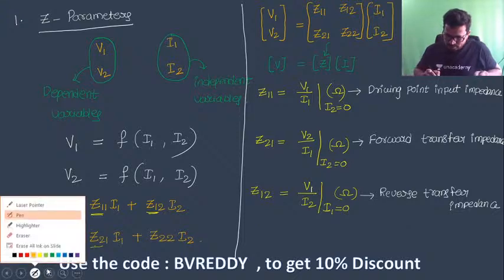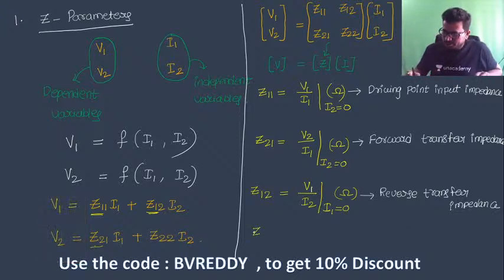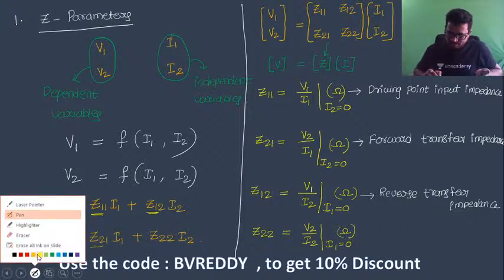Next, what about Z22? Z22 is given as V2 by I2 when I1 is equal to 0. The units are ohms only.